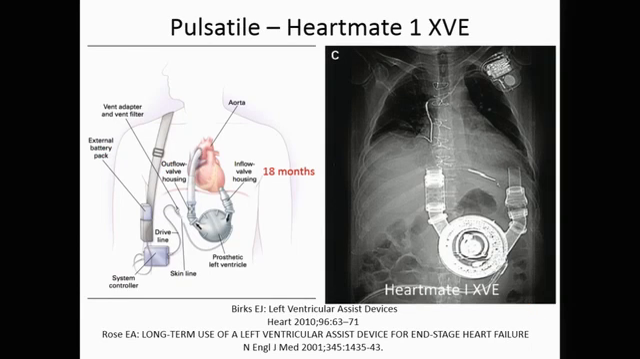This is the HeartMate 1 XVE. It's actually my all-time favorite device. It's about as big as a small dinner plate. It's actually implanted in a patient's abdomen.